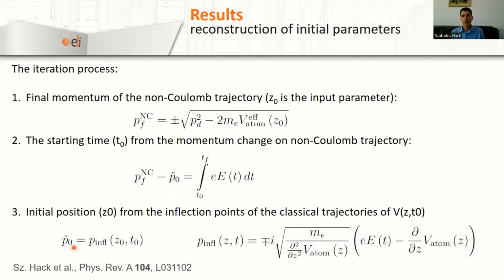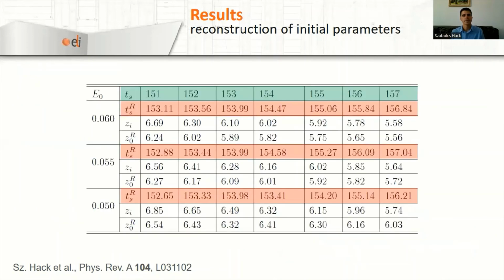Thirdly, we calculate a new starting position with the T0 obtained in the previous steps and with this analytical formula for the inflection points of stationary phase space trajectories of the instantaneous potential. With the obtained initial position, we start the iteration cycle from the beginning, and after 4 or 5 cycles, we get a convergent result. In this table, we summarize the accuracy of this iteration procedure.